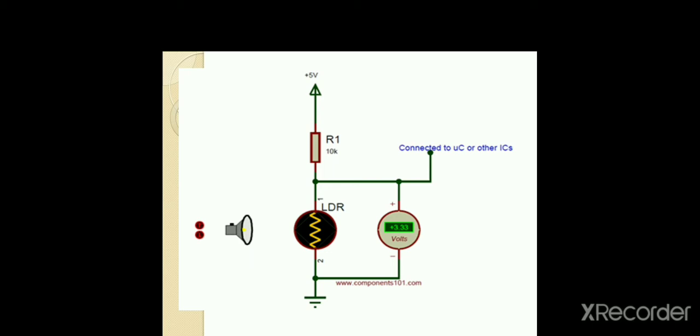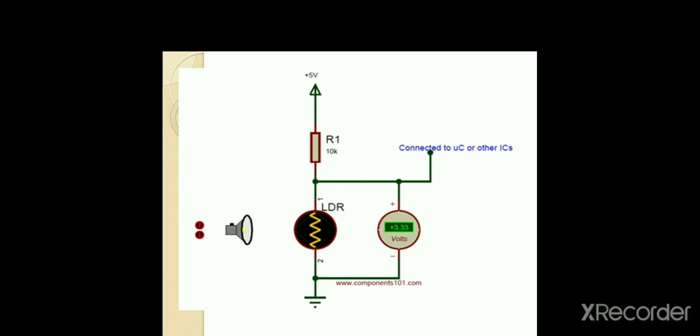The LDR is in series with the resistor R1. R1 is connected to plus 5 volts, and a voltmeter is connected between the junction of the resistances and ground. This is how the whole circuit is set up. A constant voltage will be applied across both resistances, and the output voltage will be measured from the lower resistor. Here the lower resistor is the LDR and the constant voltage is plus 5 volts.